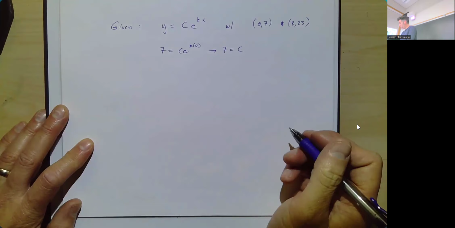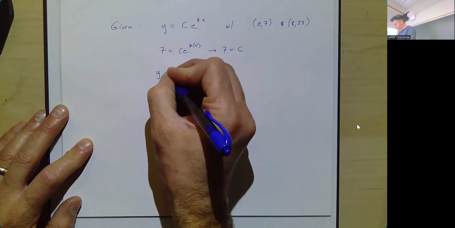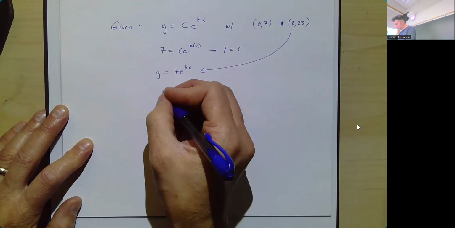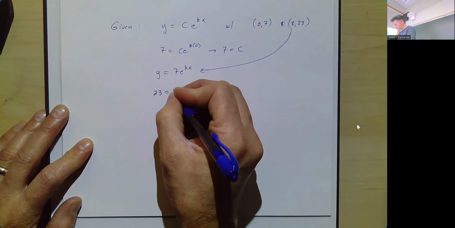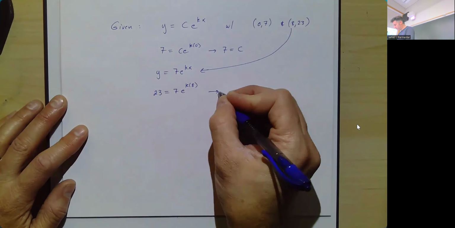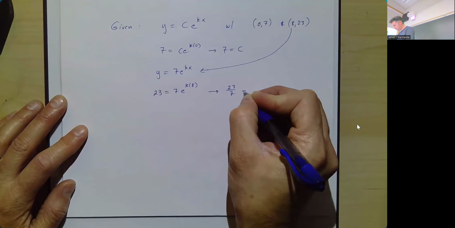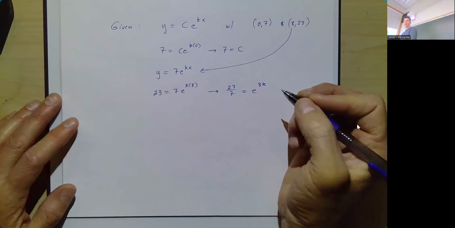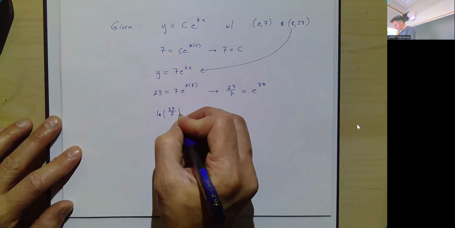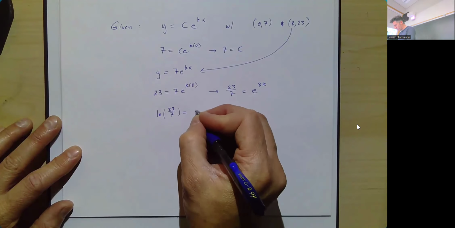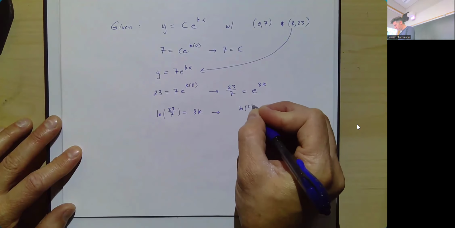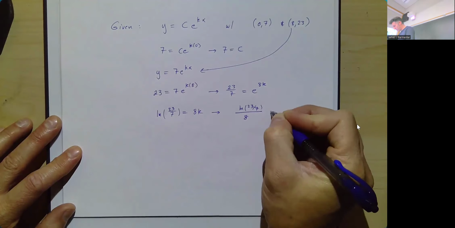And then finding k is relatively straightforward. Our new model is y equal to 7 e to the kx, and then we plug in this other point, and we get 23 for y equal to 7 e to the k times 8 for x. And then we can solve for k. Divide both sides by 7. I like to write 8 times k, not k times 8. Doesn't matter though. Take the natural log of both sides. Natural log of 23 over 7 equals the natural log of e to the 8k, which is just 8k. And solving for k, I get the natural log of 23 over 7, divided by 8, equal to k.